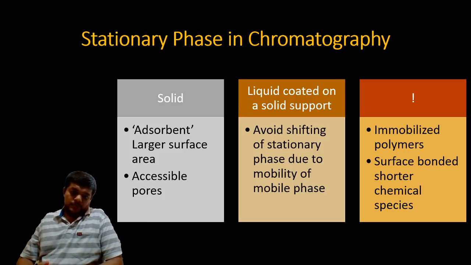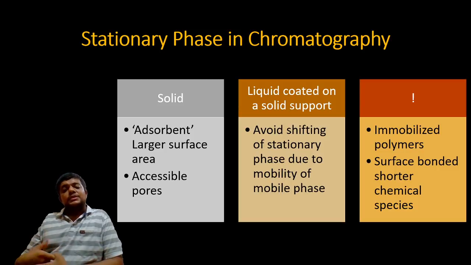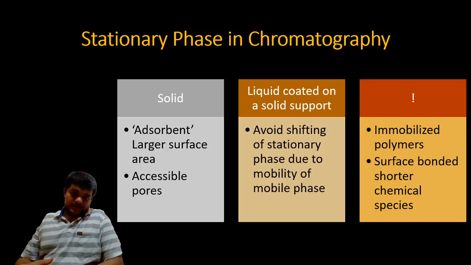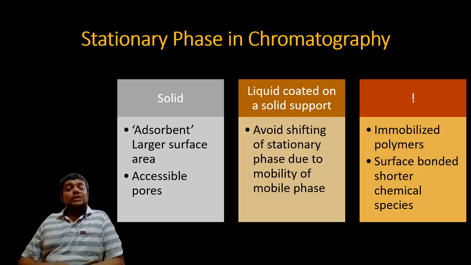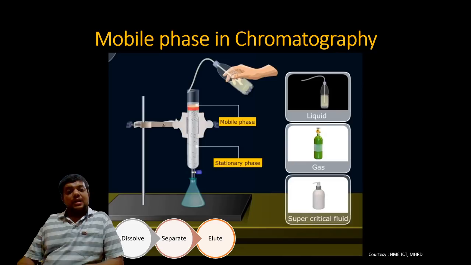When we are talking of a liquid coated on a solid support, the purpose is to avoid shifting of the stationary phase due to mobility of the mobile phase. We mean to say that there is a solid stationary phase, and when a liquid is stuck onto it, it also becomes immobile. But there are some materials which are special, like immobilized polymers, small balls of polymers, and surface bonded shorter chemical species. There are several chemical species which have small fragments of functional groups, and they are considered over here as an extraordinary stationary phase in chromatography.